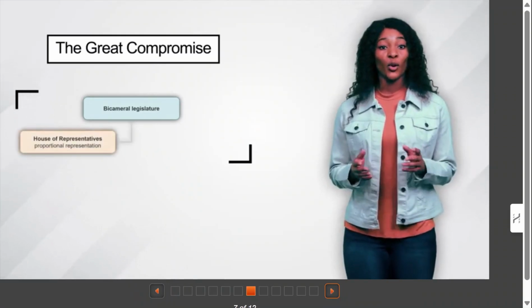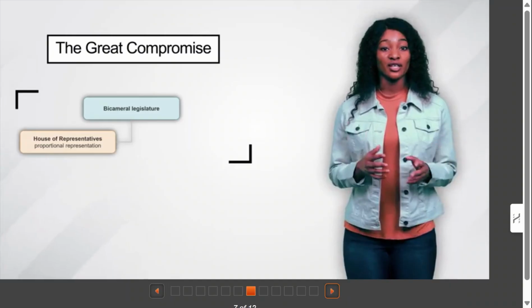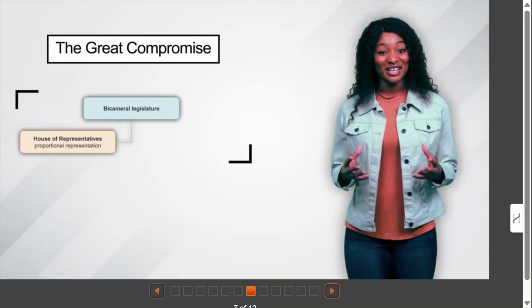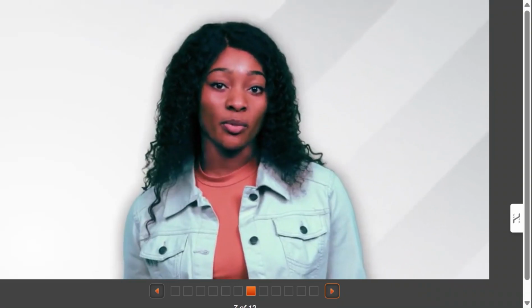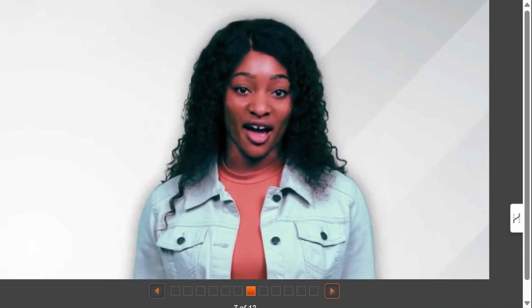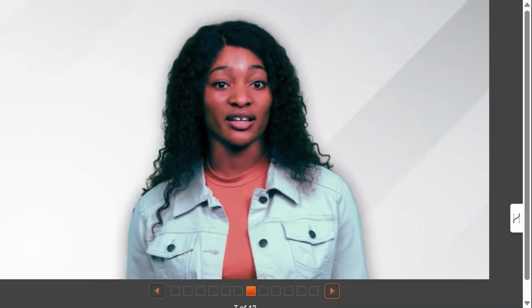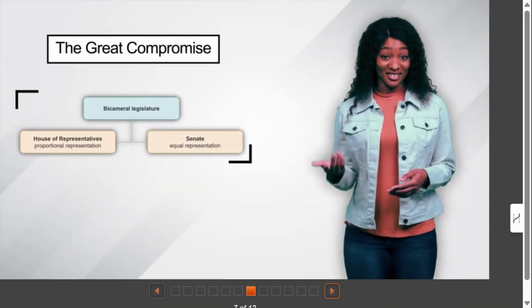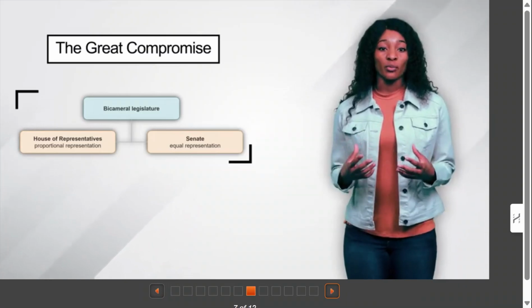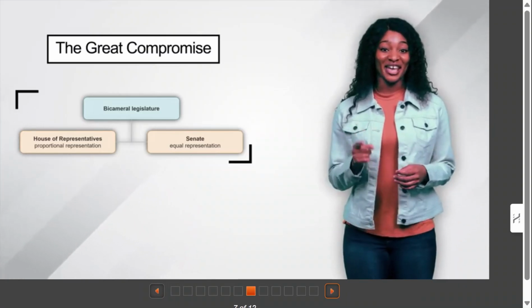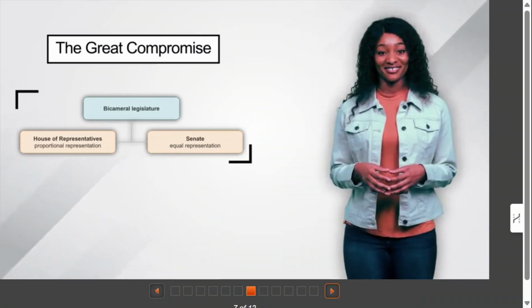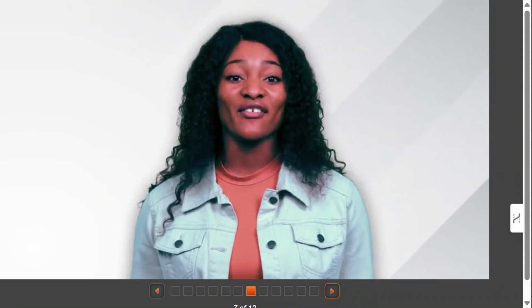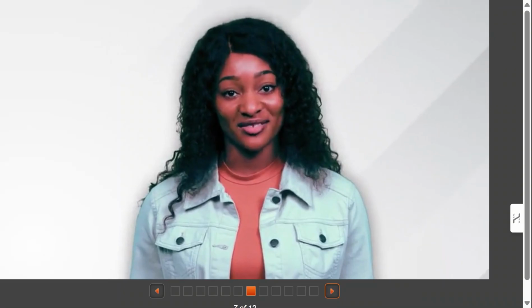One part, the House of Representatives, would use proportional representation. This idea came from the Virginia Plan. States with larger populations would elect more members to the House, while smaller states would elect fewer representatives. The other part, the Senate, would use equal representation. This idea came from the New Jersey Plan. So each state, no matter how big or small it was, would have the same number of senators.